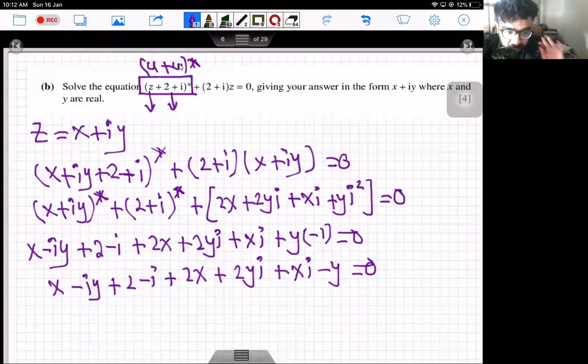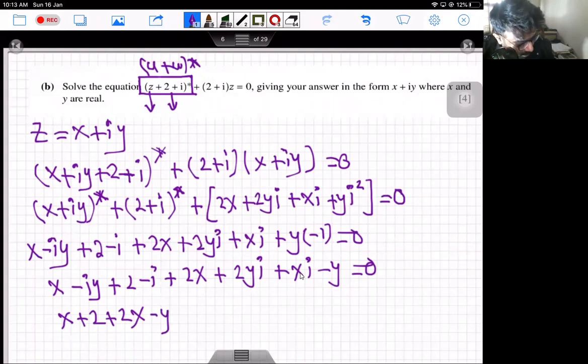So if we just focus on the real parts, the real parts would not be having any x over here. So what we can say is that x, ignore this, minus iy, then we have constant term 2, ignore this, minus i, then we have 2x, ignore this 2yi, ignore this xi, and then we have minus y. This is the real part.